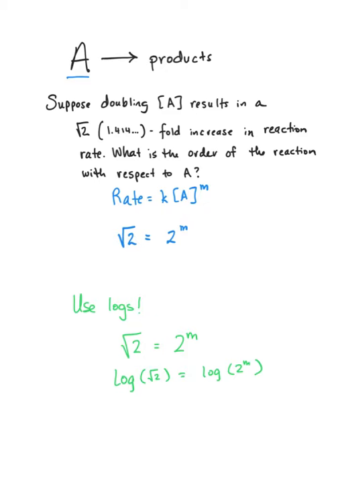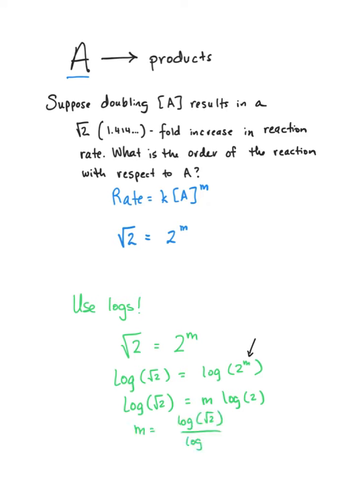Now, how do I solve this problem? Well, I could recognize that any time that I've got an exponent in a quantity for which I'm taking a log, I can write that exponent as a multiplying factor out in front. So I can rewrite this expression as the log of the square root of 2 is equal to m times the log of 2. Now I can solve for m by dividing both sides by the log of 2.